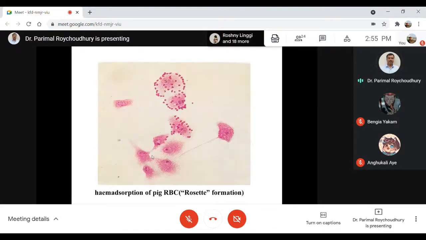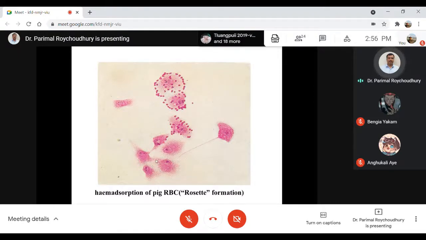Okay, so let's see one. These are pictures of rosette formations where the RBCs adhere to the infected host cell. This is called the hemadsorption test. And by using the specific antibody, this can be prevented.